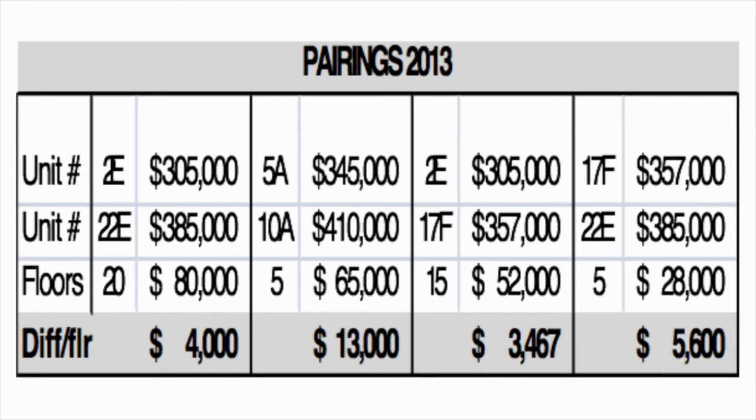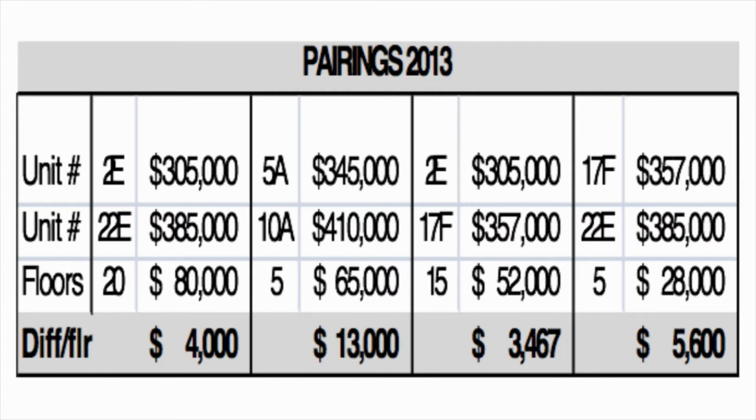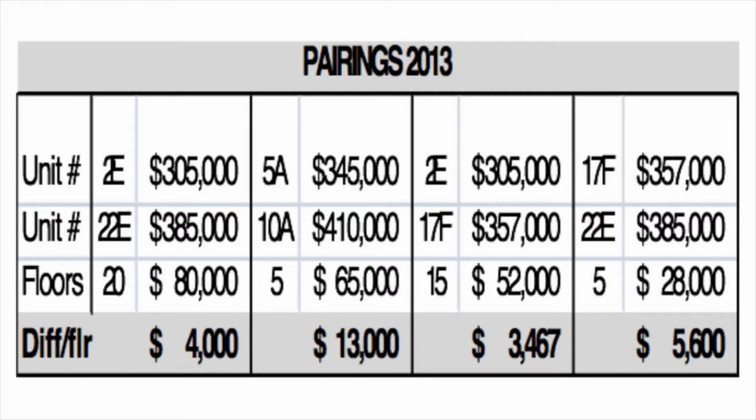Now, you look at that, and we've got multiple pairings. And the reason we have multiple pairings is because without them, it's difficult to indicate market trends. And part of what a real estate appraiser does is discern market trends. 2 sales do not indicate any trends. It takes more than that. That's why we've got 4. We have a fairly tight range from the first, third, and fourth pairings, but that second pairing is just totally out there in left field.